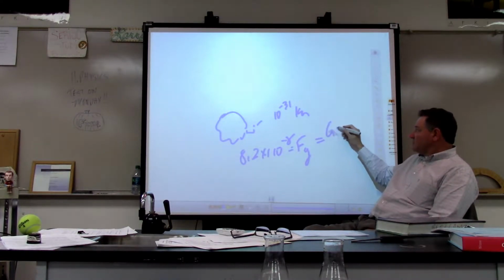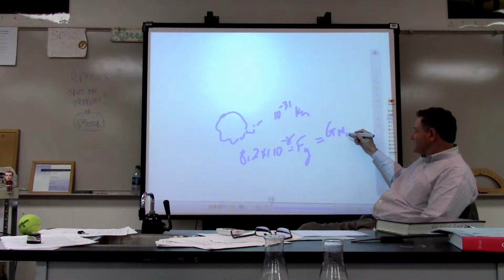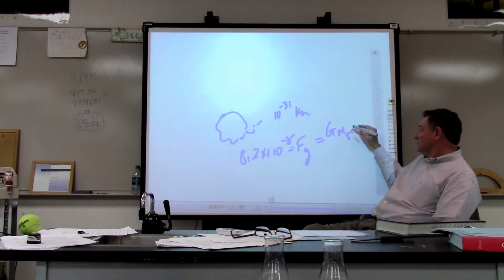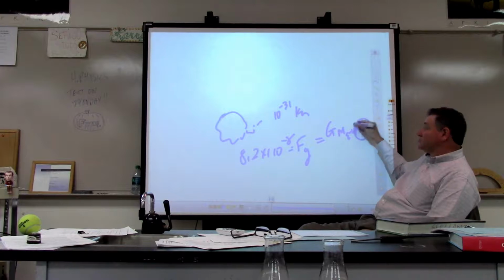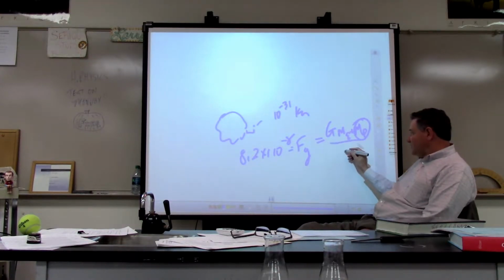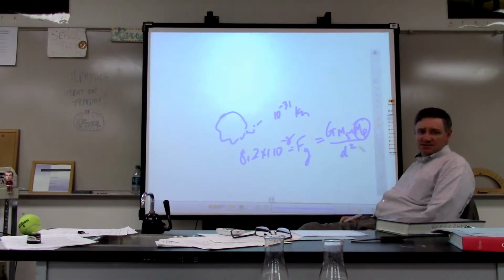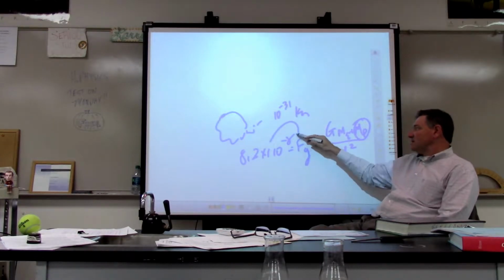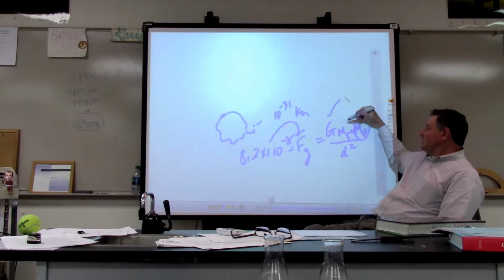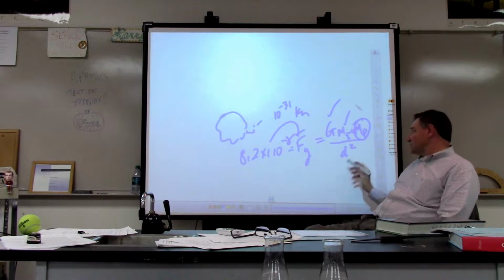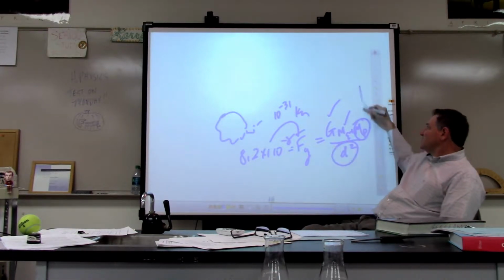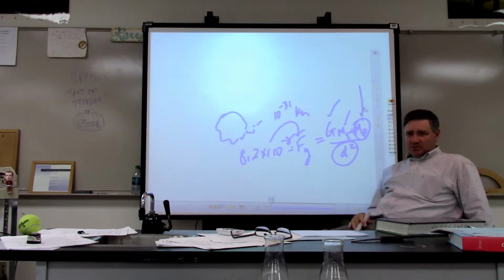So that's going to equal big G, mass of the electron, which you know, times the mass of the proton, which you don't know, divided by distance squared. So this becomes your FG. You know what big G is, you know what the mass of the electron is, you know the distance. The only thing you don't know is the mass of the proton.